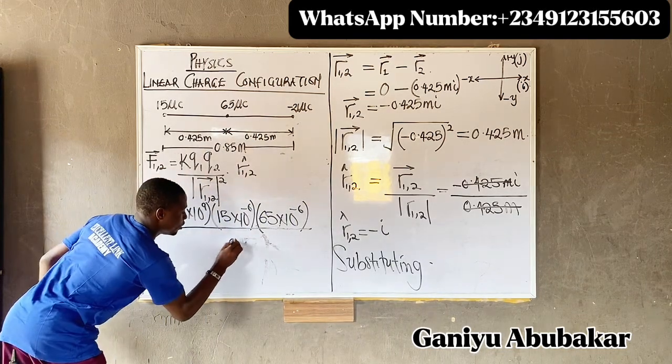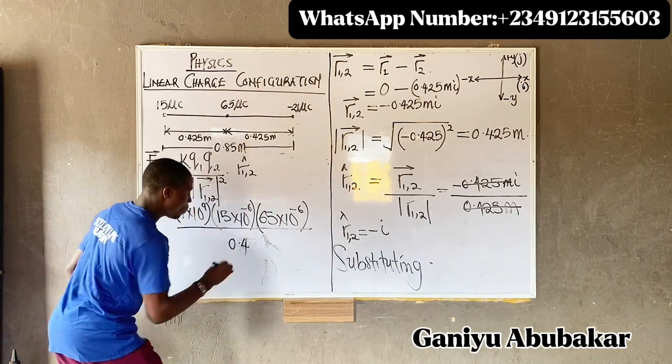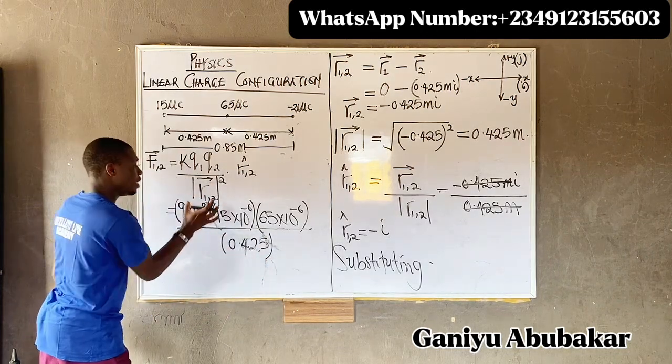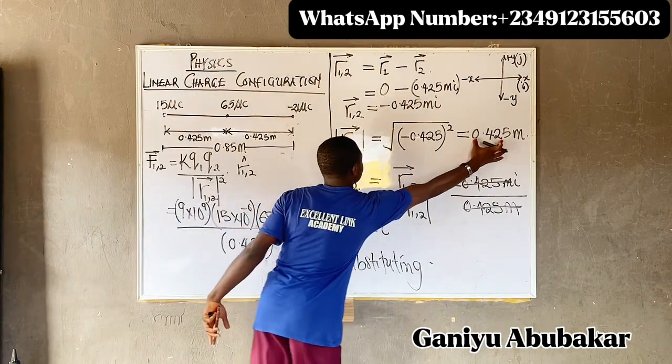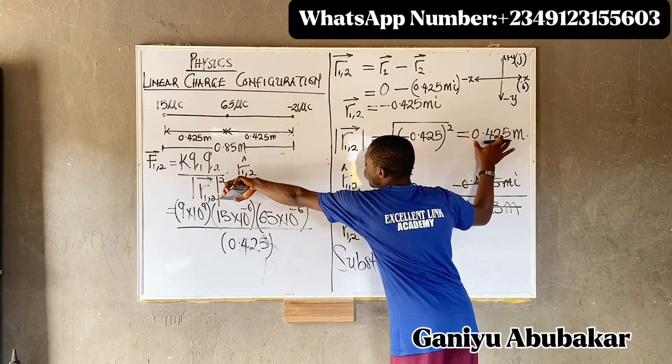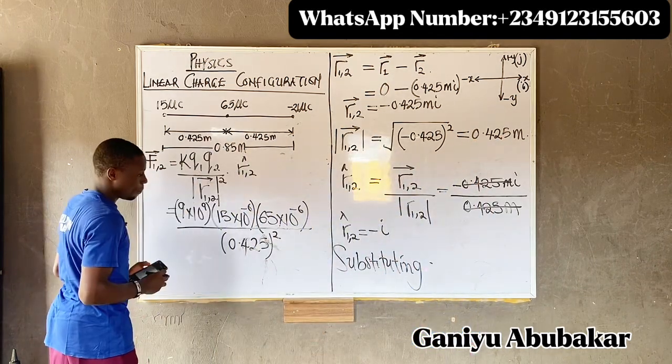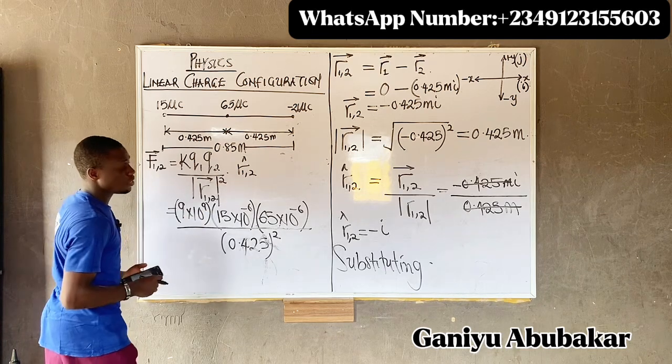That's 0.425 in bracket. Of course, observe please. This man is just this alone. I'm having a square here. See square. I have to put a square. So I'll attach a square here. Square. I'm done with this.